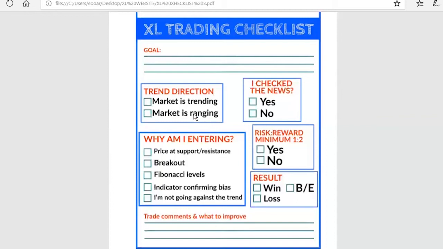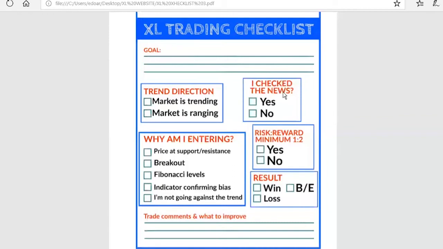In this case, I personally only trade when the market is trending. Of course, everyone has different rules, but it is important to understand what market environment you're in. So if you only trade when the market is trending, just like me, you will check market is trending, and in this case you will trade. Otherwise, if the market is ranging, you will check market is ranging, and even if there is an opportunity on EuroJPY or whatever pair, you don't enter the trade, because for your rules you don't enter a trade when the market is ranging.